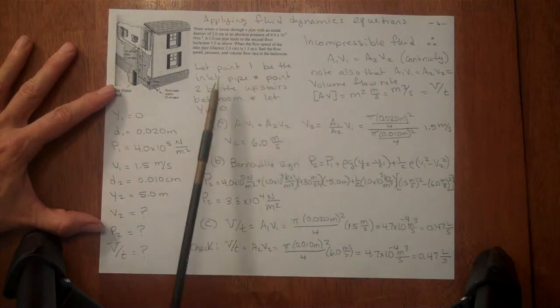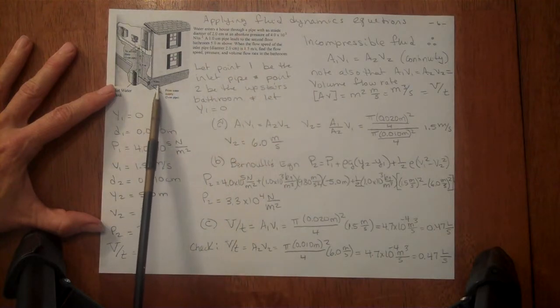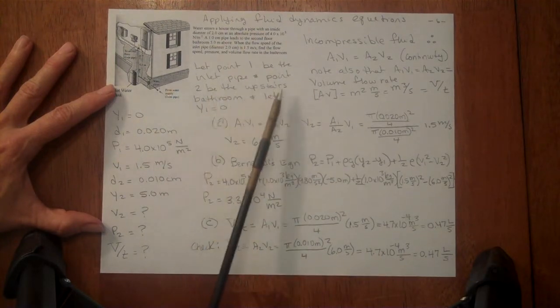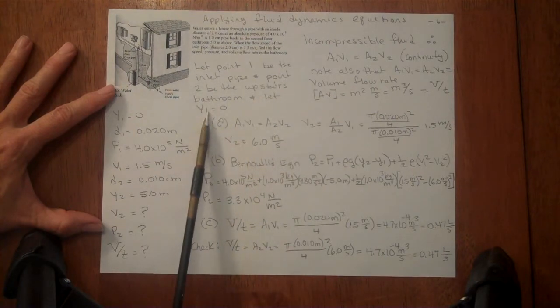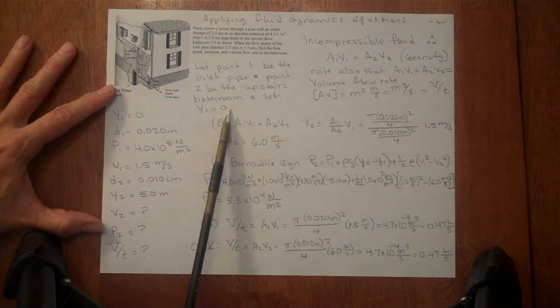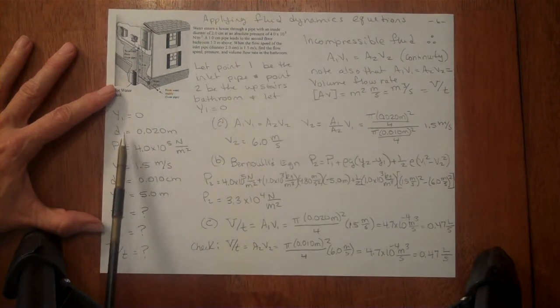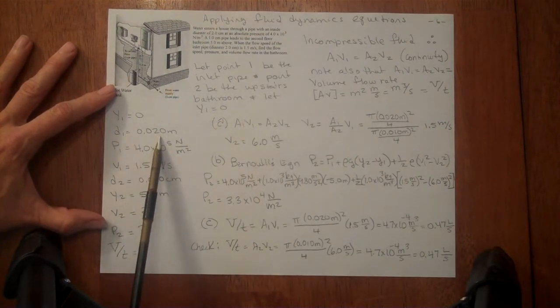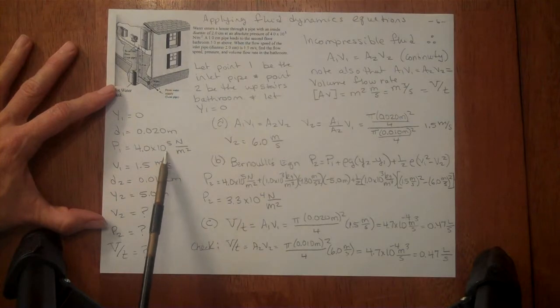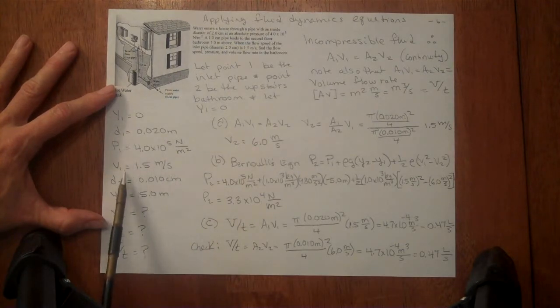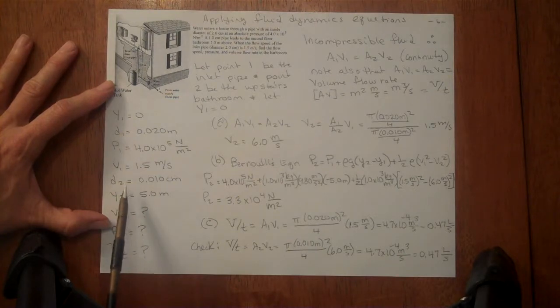Let point 1 be the inlet pipe right here that's coming from the ground, and point 2 be the upstairs bathroom, and let's set y1 equal to 0. The diameter of the inlet pipe is 2 centimeters. The pressure at the inlet pipe is 4 times 10 to the 5th newtons per meter squared. That's the absolute or total pressure. The speed there at the inlet is 1.5 meters per second.